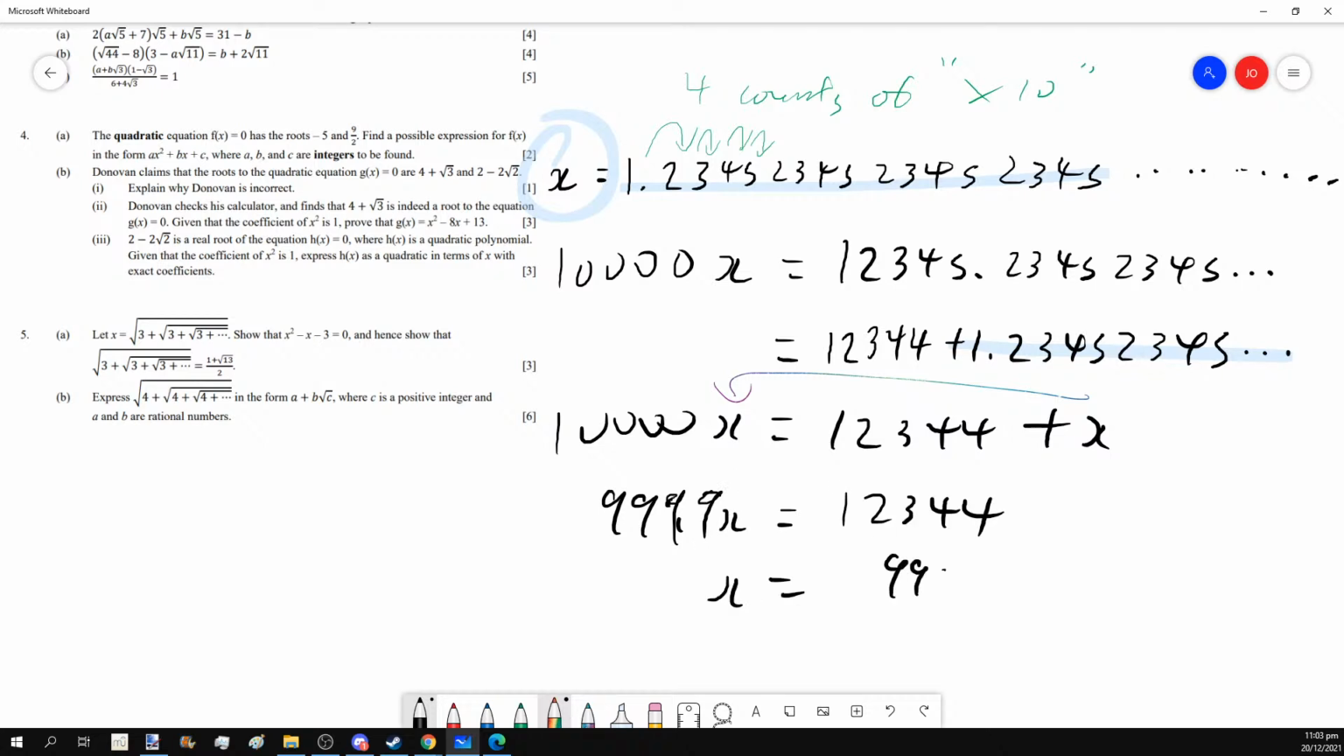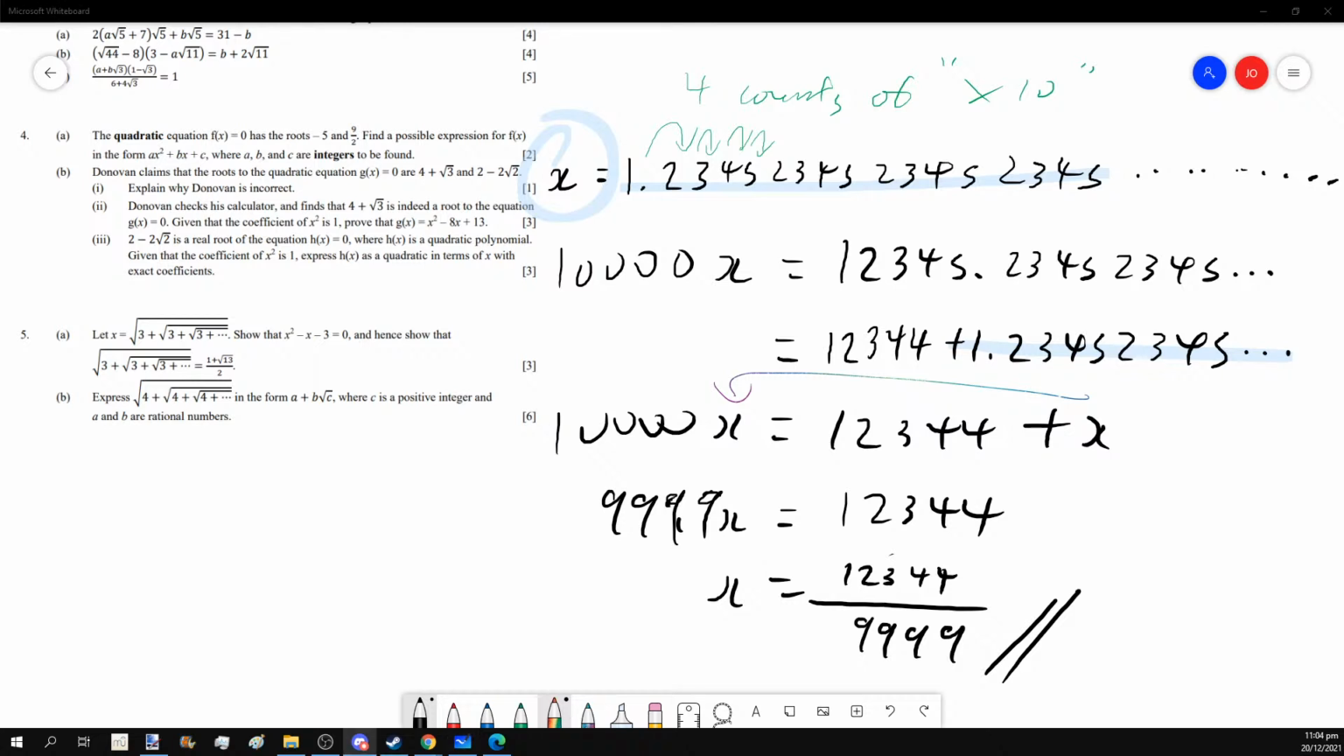And then we will be able to go on to find a nice fraction for x. In other words, we turned the infinitely extending decimal into a tiny little improper fraction. Right? If you have a calculator with you, you can actually try it yourself right now. 12344 divided by 9999. You might be surprised that it will give you 1.2345, 2345, 2345, blah, blah, blah, as desired.